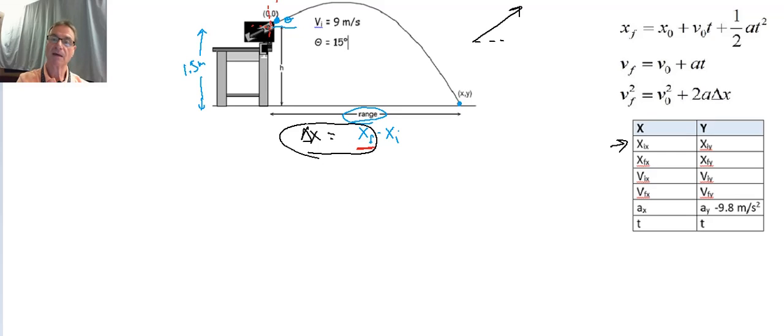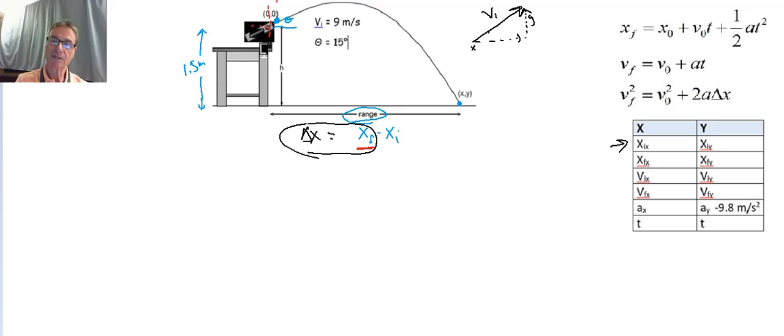into x and y components. Okay, this is where vector analysis and trig come in more than real handy. All right, you need to know trig, you need to know vector analysis. This velocity vector here, vi, can be broken up into an x component and a y component, and that's what we need to do.